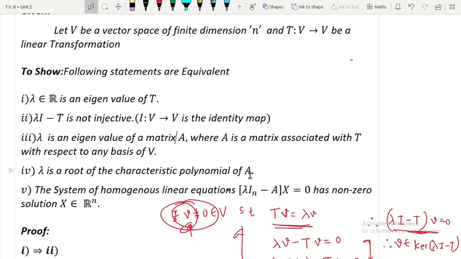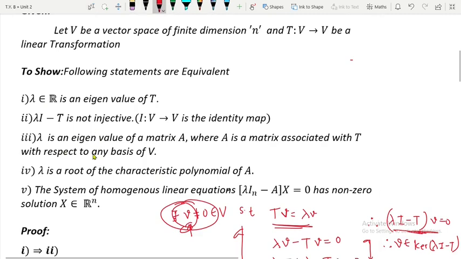So the thing is, whenever you are having a linear transformation, I have already told you, you can always find the matrix representation of T, provided you have a basis. So the same thing is over here. This A is nothing but a matrix representation of T with respect to any basis of V. Not only a certain fixed basis, but with respect to any basis. That is important. So I will assume that this lambda I minus T is not injective.